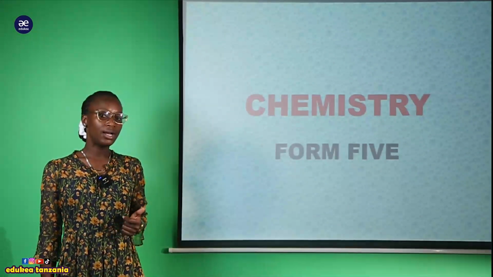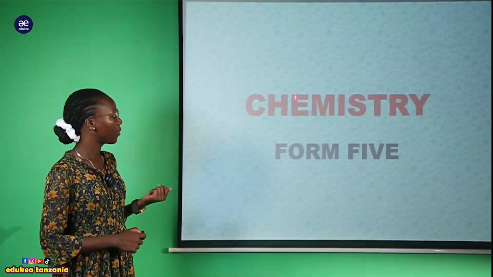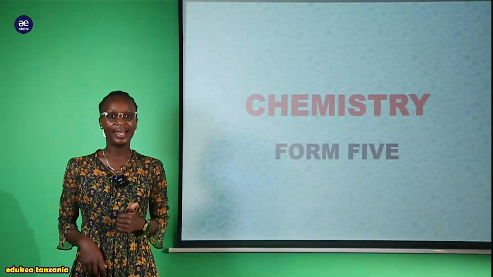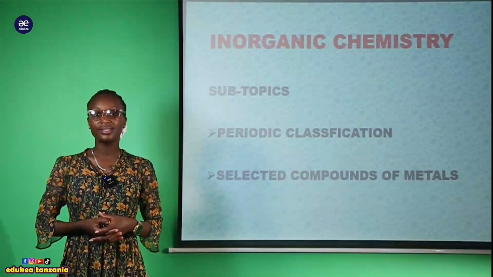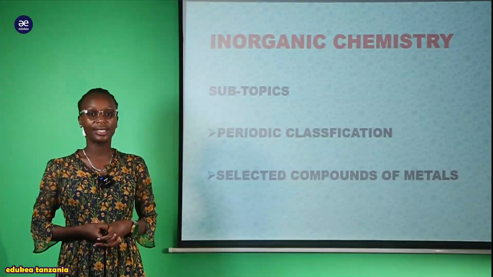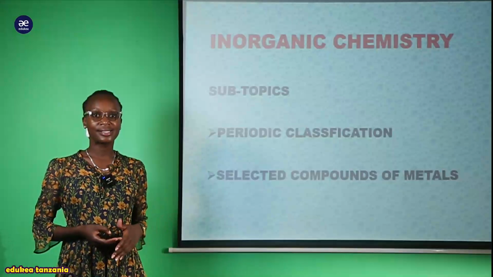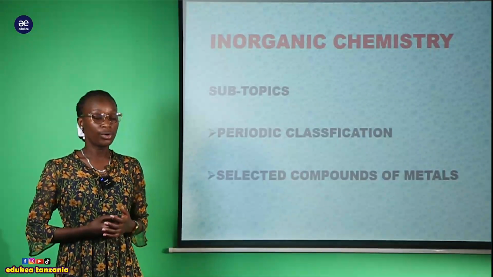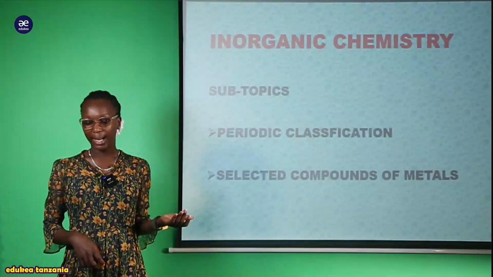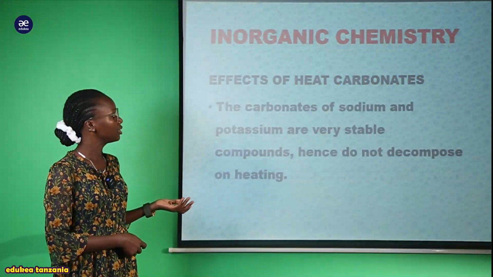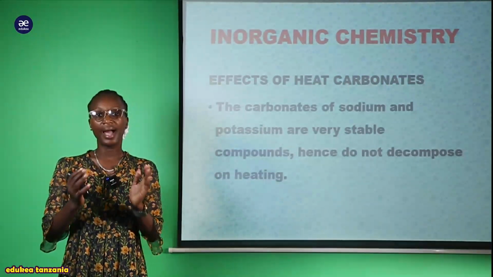And my online student here, we have our chemistry subject and our class level is Form 5. So we are proceeding with our amazing topic, which is inorganic chemistry, and we are discussing our second subtopic, which is all about selected compounds of metals. I can remind you, in the previous session we tried to look at the issues of carbonate.